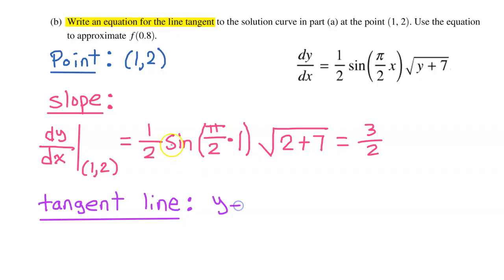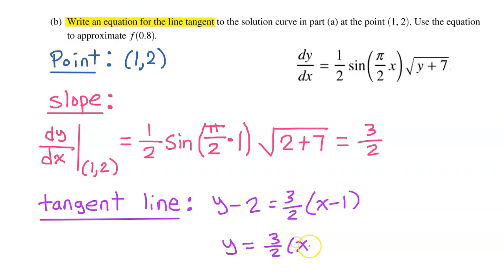Now we can write the equation of the tangent line. It goes y minus y1, so y minus 2, is equal to the slope, so 3 over 2, times x minus x1, so x minus 1. Let's go ahead and add 2 to both sides. So we have y is equal to 3 over 2 times (x minus 1) plus 2.